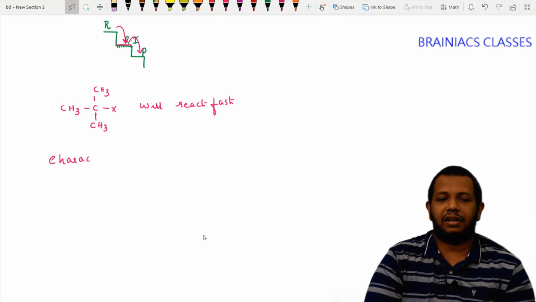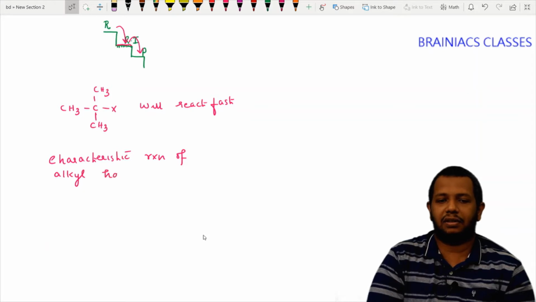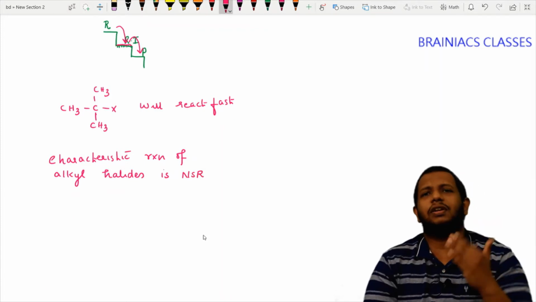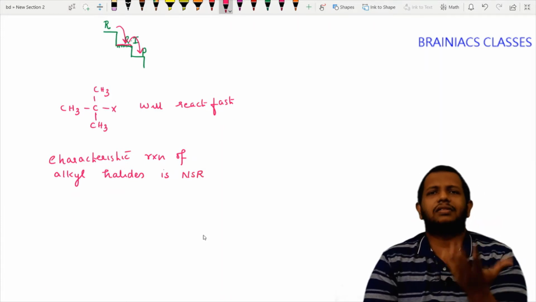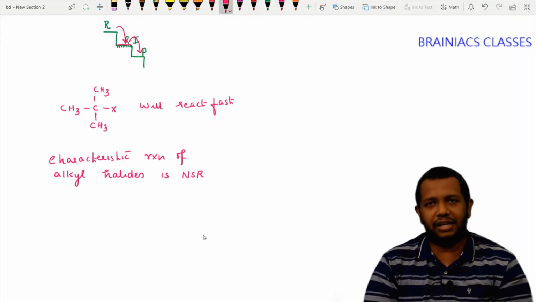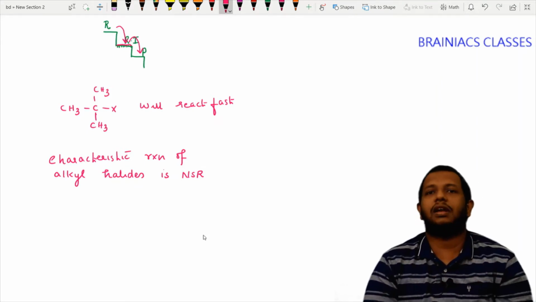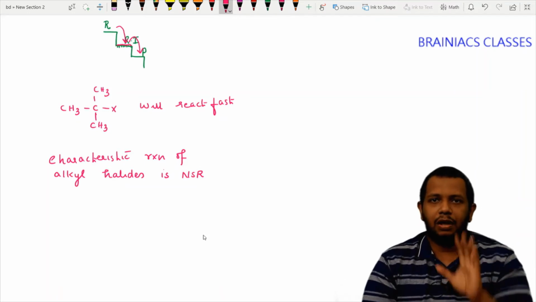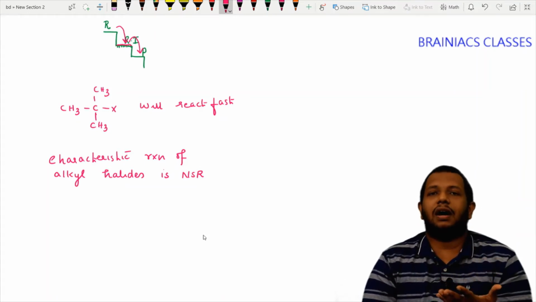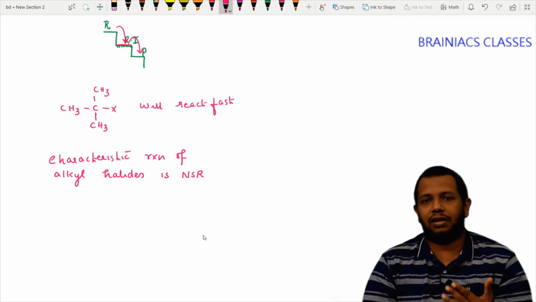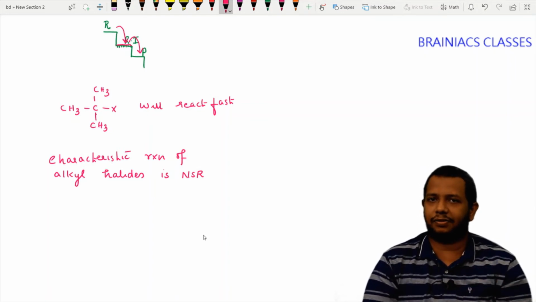Okay, so I can say the characteristic reaction, that is also important whenever you learn next year. Characteristic reaction of alkyl halides is NSR, nucleophilic substitution reaction. Most often it will undergo nucleophilic substitution reaction. In some 20 to 30% it will undergo elimination reaction if the nucleophile is not available or based on the reaction medium. I hope it is clear for you. Maybe we will do some questions for making you understand. I think the example question itself is sufficient.